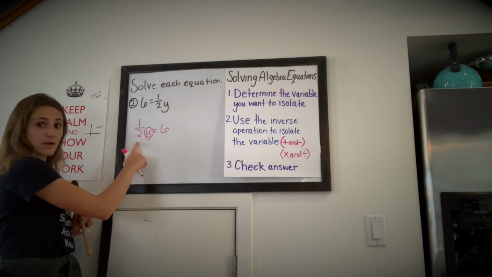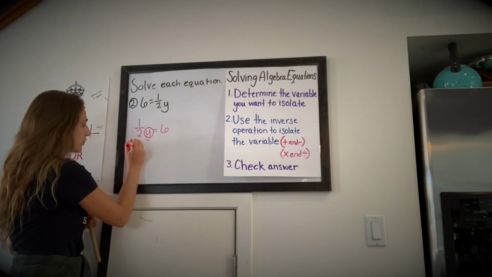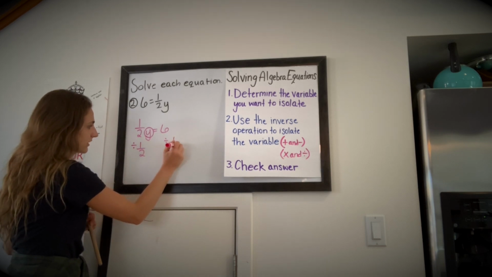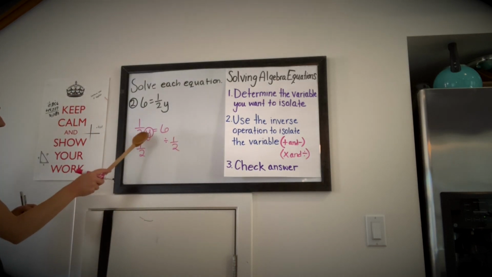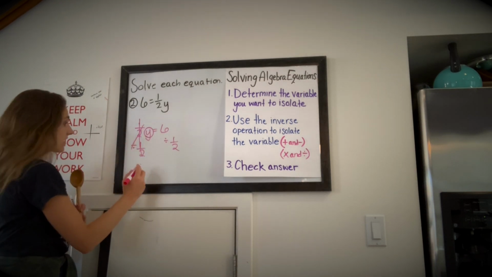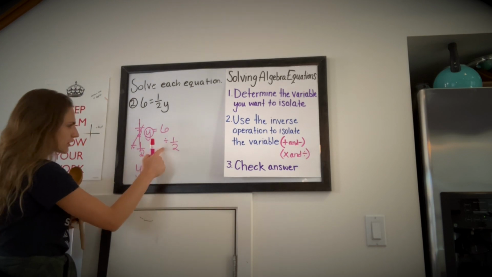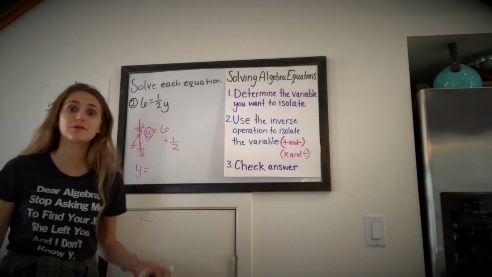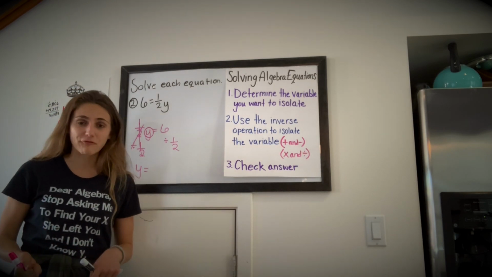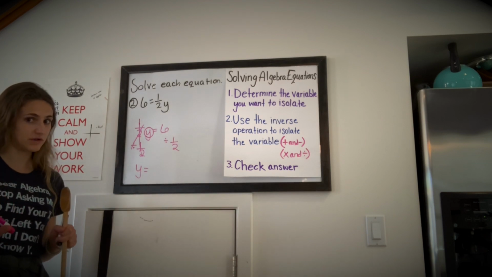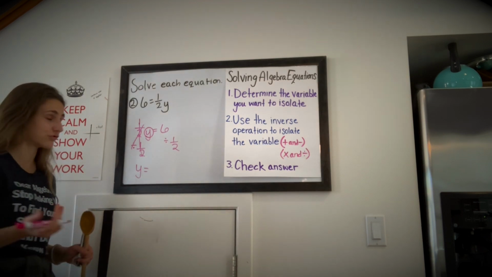So instead of multiplying by 1/2, I'm going to divide by 1/2 on both sides. And we know that by multiplying by 1/2 and dividing by 1/2, we are just left with y on the left side. However, on the right side, I have 6 divided by 1/2. And that's going to require us to apply what we learned about fractions a couple weeks ago to solving this. So bear with me, you've totally got this. It's just going to take some extra steps.